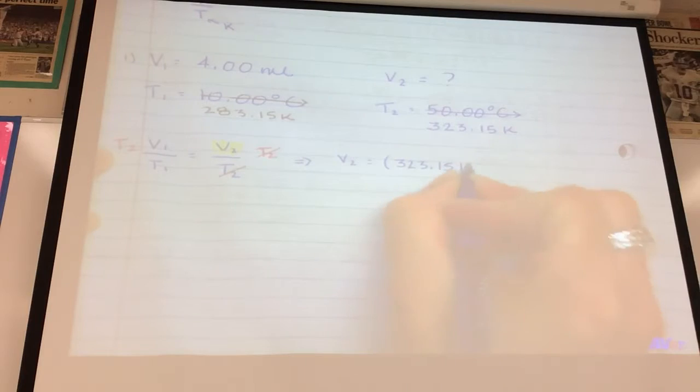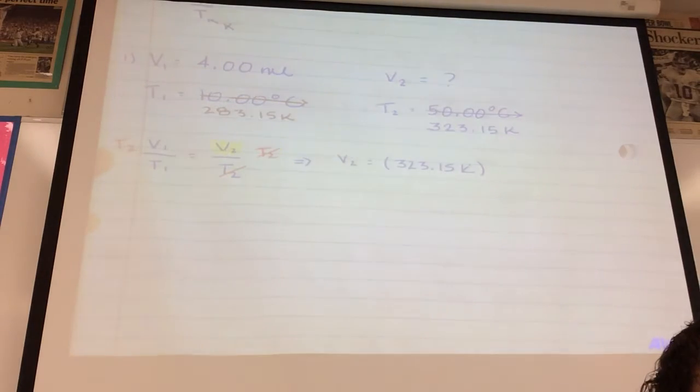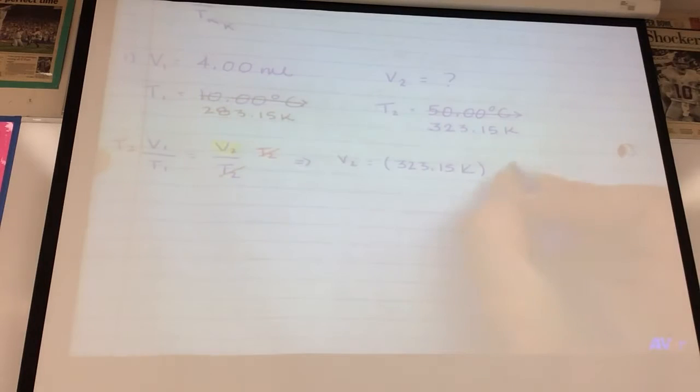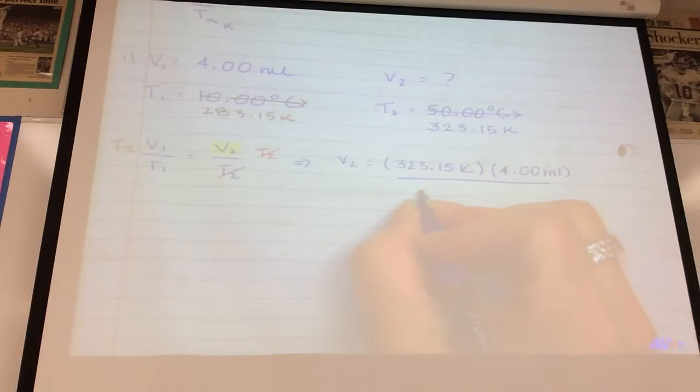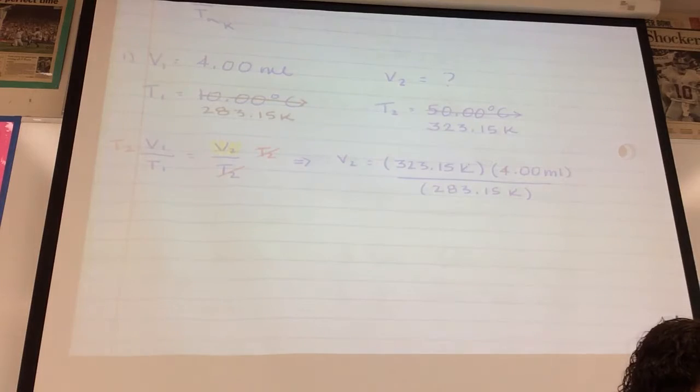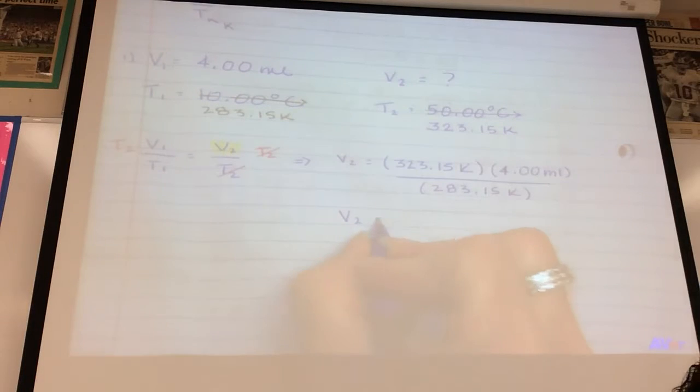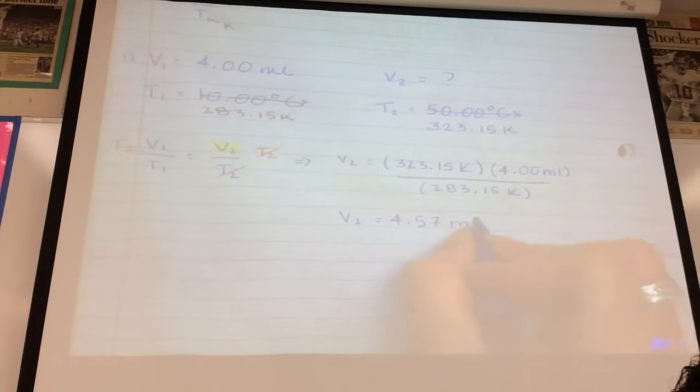323.15 Kelvin. Is that big enough in the back? You want bigger? Are you good? Thank you. V1 is 4 mils. T1 is 283.15 Kelvin. That's what I got. So you have 4.57, maintain the unit, mils.